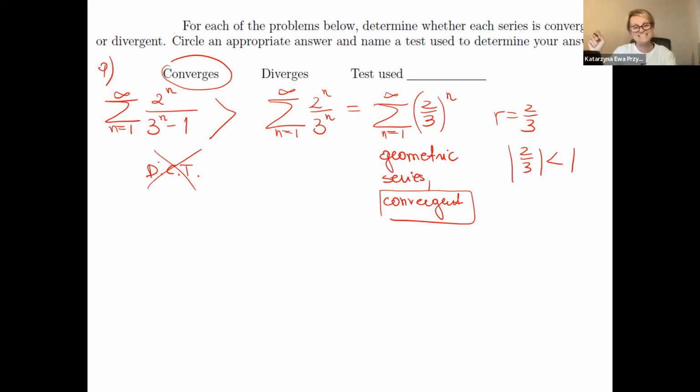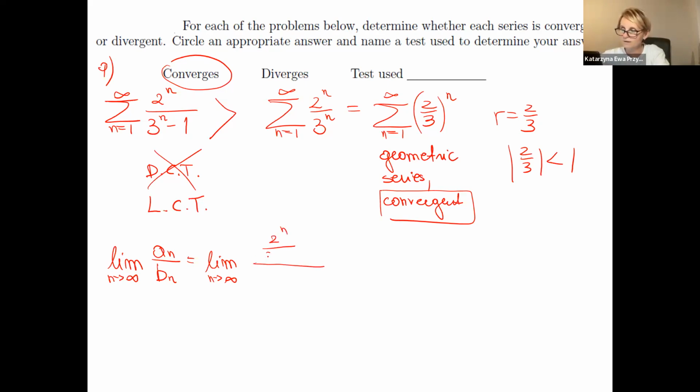Limit comparison, yes. If the direct doesn't work, limit is supposed to work. Let's actually practice this one. We have to check the behavior at infinity of a sub n, the original formula, over b sub n, the new formula. And if this limit is a finite number, then both of the formulas behave the same. Check my reasoning in that video about the limit comparison. Okay, that's what we have.